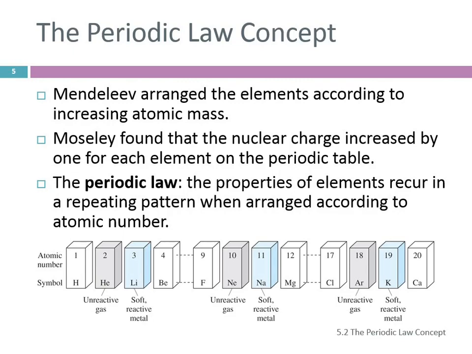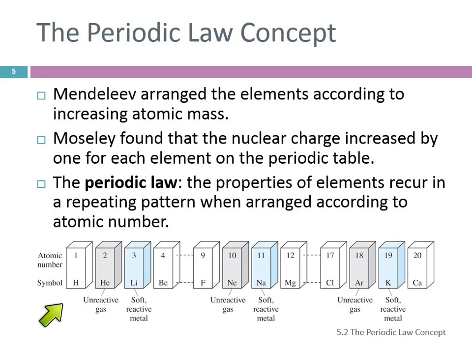Because if we arrange them by atomic mass, there are a couple of pairs of elements that are out of order. And so Moseley determined that it was actually the atomic number that was important. And so this is what the periodic law says. The properties of elements recur in a repeating pattern when arranged according to atomic number.